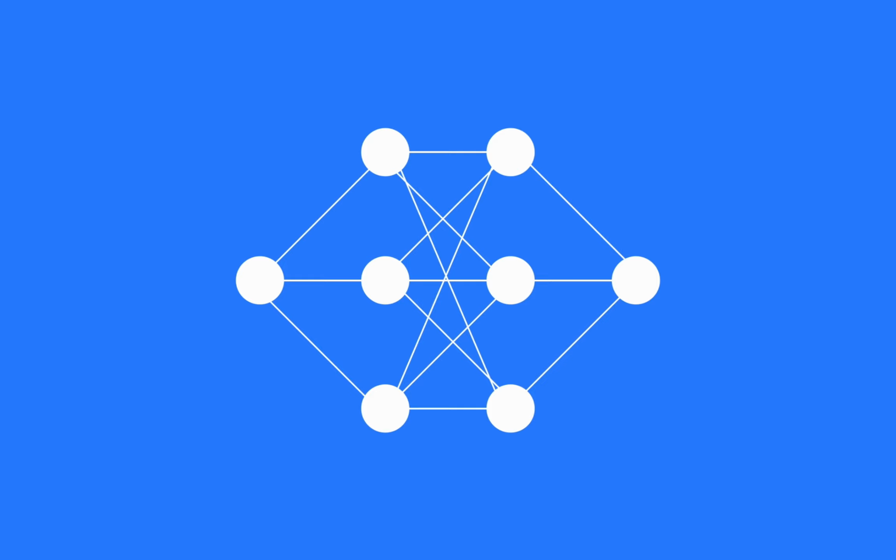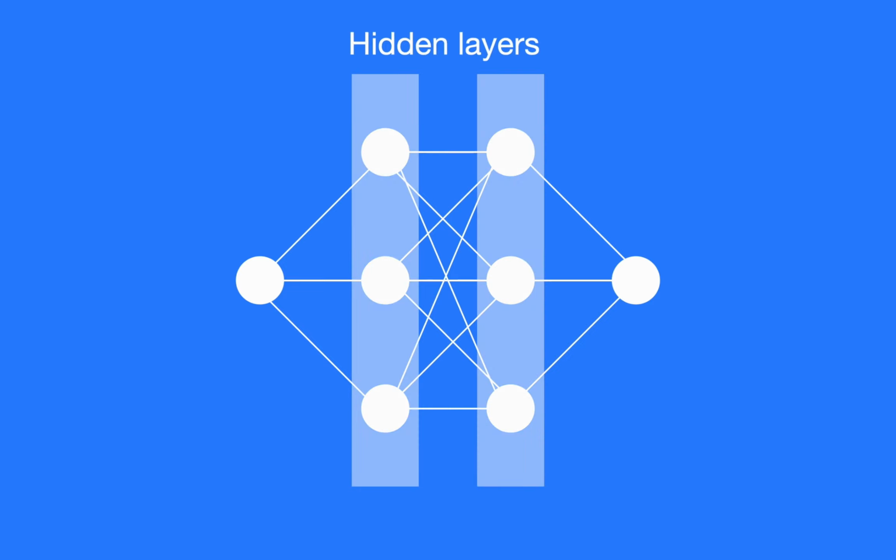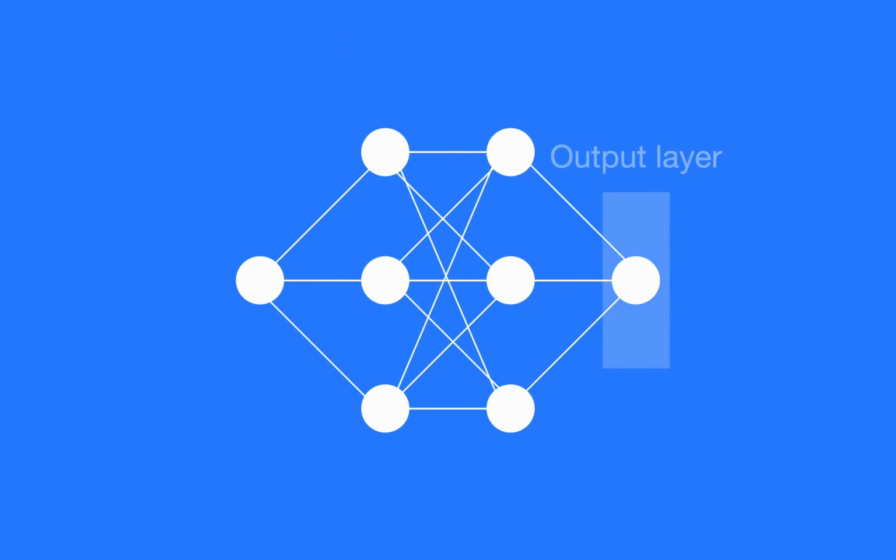There are three different types of layers: the input layer, that takes in an input vector, a number of hidden layers that we can freely choose that approximate the function the neural network should learn, and finally the output layer, that produces the result of the network.